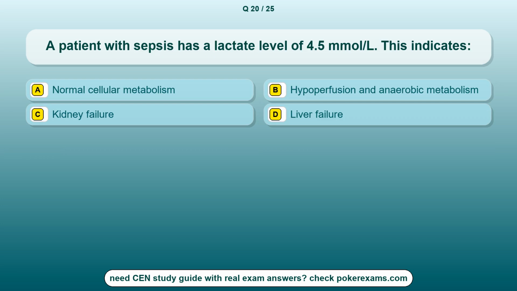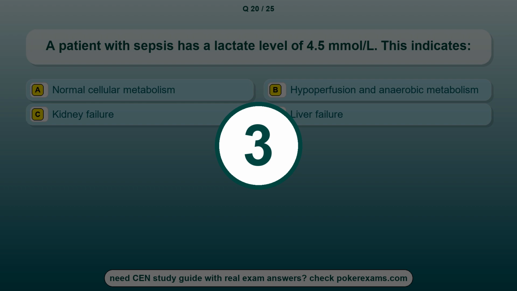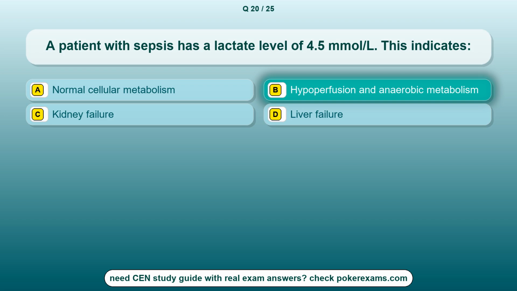Question 20. A patient with sepsis has a lactate level of 4.5 mmol/L. This indicates option A, normal cellular metabolism. Option B, hypoperfusion and anaerobic metabolism. Option C, kidney failure. Option D, liver failure. The correct answer is option B, hypoperfusion and anaerobic metabolism.